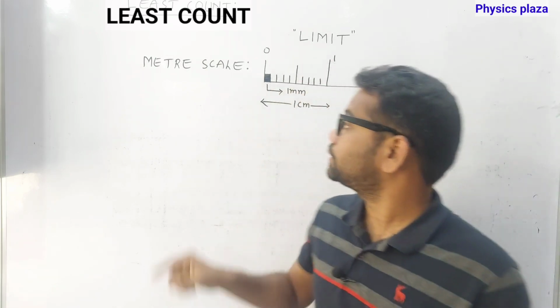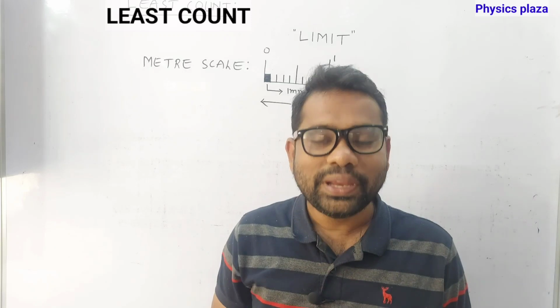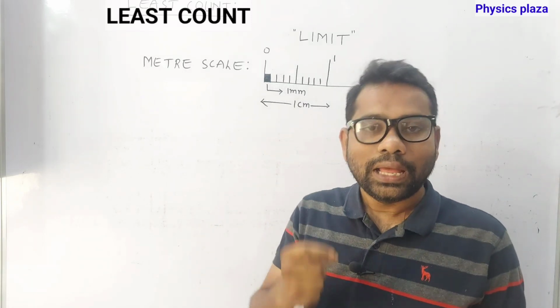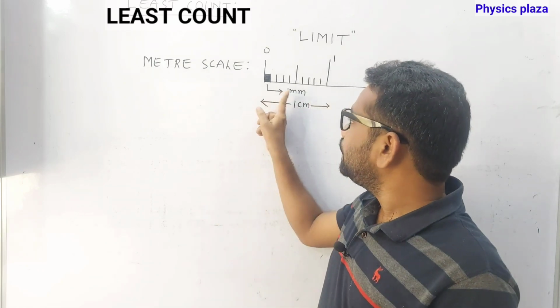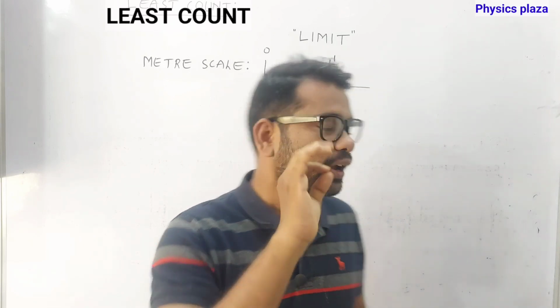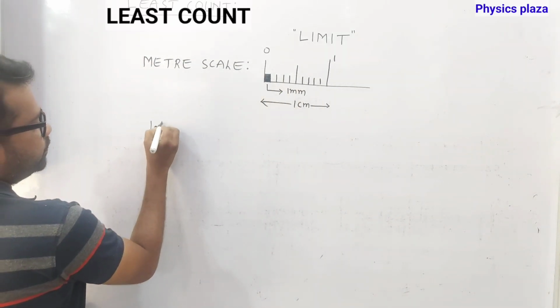So what is the limit of this meter scale now? 1 millimeter. So 1 millimeter is the limit. So you cannot measure a length less than 1 millimeter by using a meter scale. Is it clear? Fine. Now let us take a normal wall clock, children.